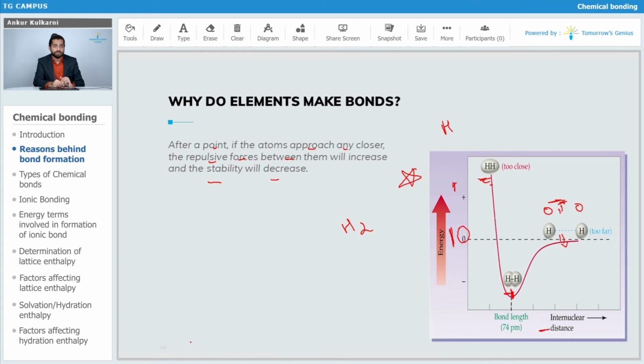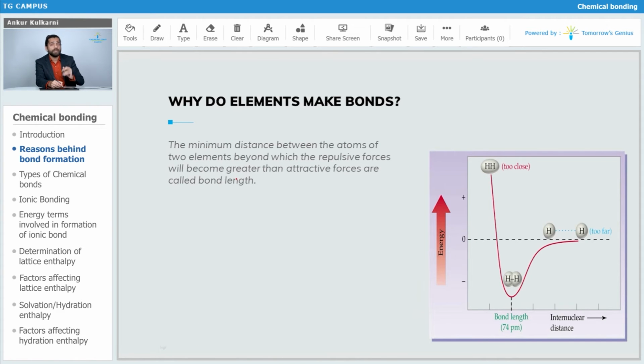Let's move ahead. Now, when we talk about bond length, this is the actual definition of bond length. In layman language, we say it is the distance between two atoms. But what is it actually? It is the minimum distance between the atoms of two elements, and this is important, beyond which the repulsive forces will become greater than attractive forces. I hope this is clear now.